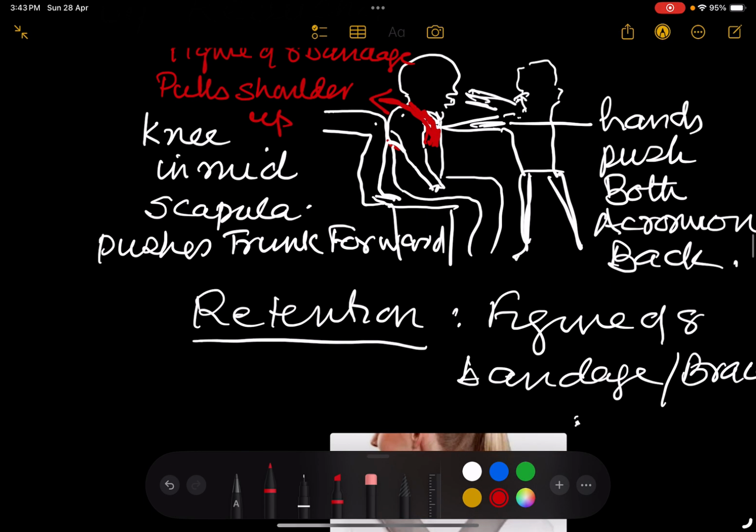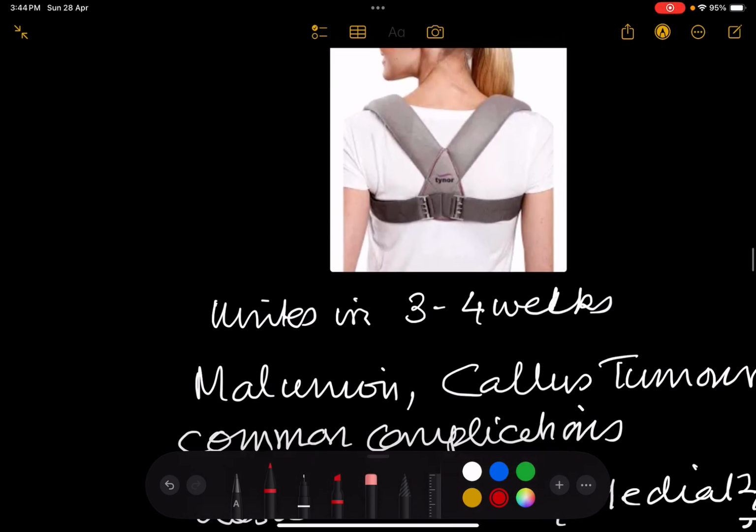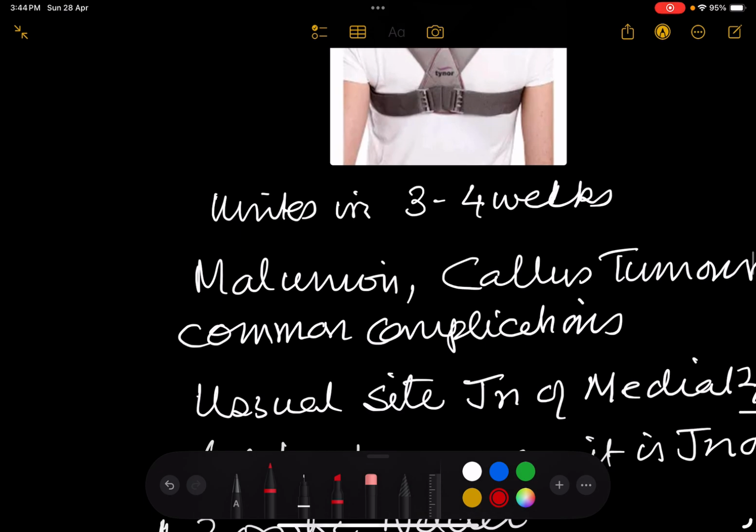After the reduction, you have to look for any neurovascular compromise, and you retain it by a figure of 8 bandage or a brace. This is the figure of 8 brace that you see here. It unites in 3 to 4 weeks. The problems can be malunion and a lot of callus, which is called the callus tumor.